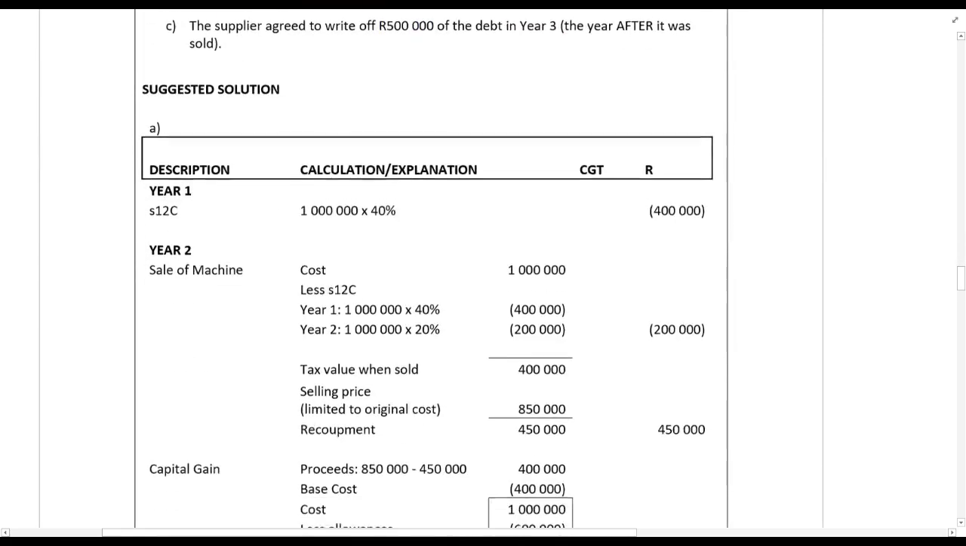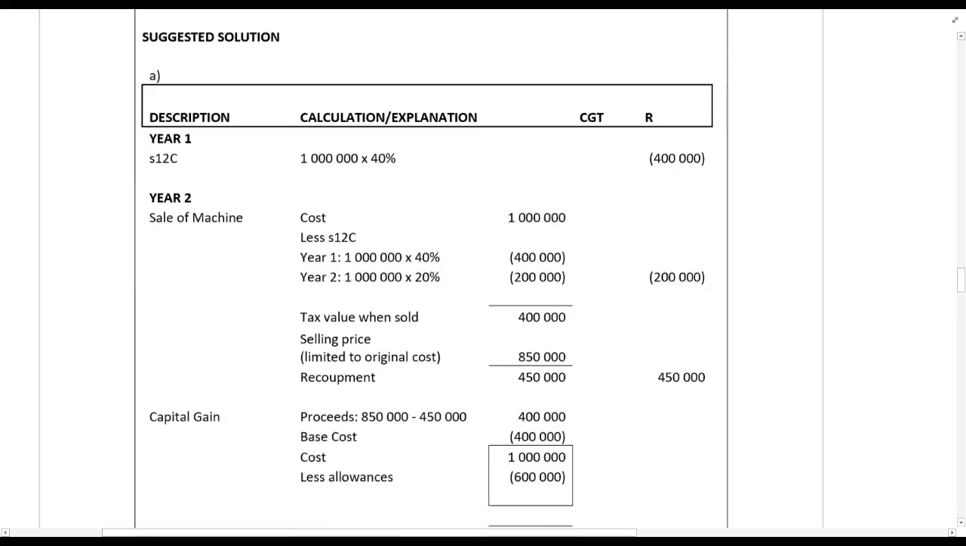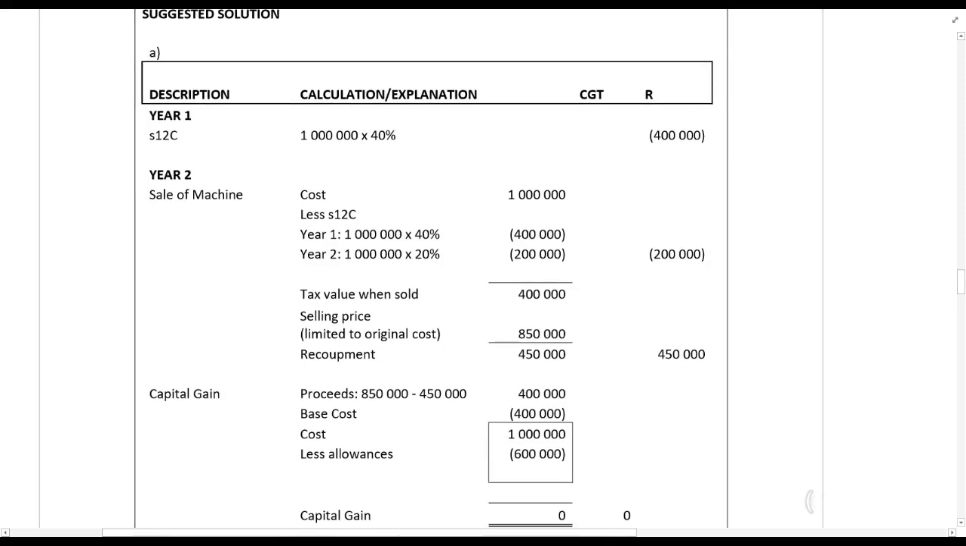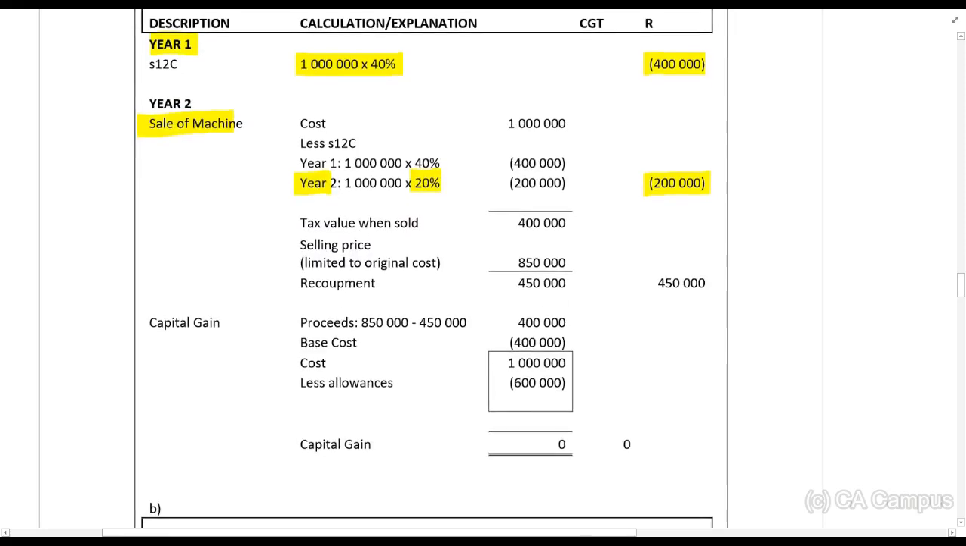So this is now a normal situation, there's no debt reduction. So first I'm just showing you so we can get onto the same page. So year 1, you'd calculate section 12C at 40%. Year 2 is the sale of the machine. Okay, so remember the year 2 section 12C allowance. We calculate selling price limited to original cost, recoupment of 450, and we have no capital gain.